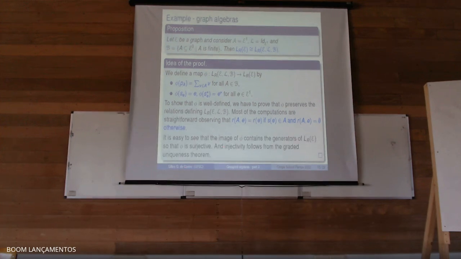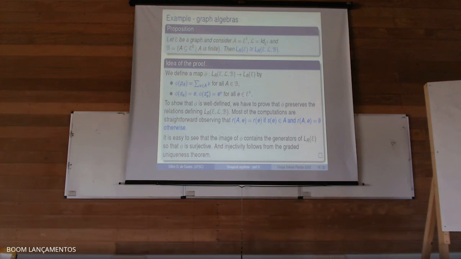And it's easy to see that this map is surjective because you have the generators of the algebra. We're going to have the vertices, and we're going to have both the edges and the ghost edges. And for the injectivity, you just use the graded uniqueness theorem, because if you multiply the sum of v's, because the v's are linearly independent, by any element of the ring, it's going to be different from 0. So whenever this element is different from 0, we can use the graded uniqueness theorem to show this is actually an isomorphism between these 2 algebras.